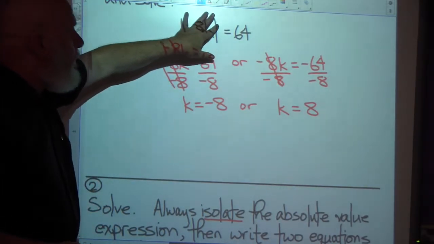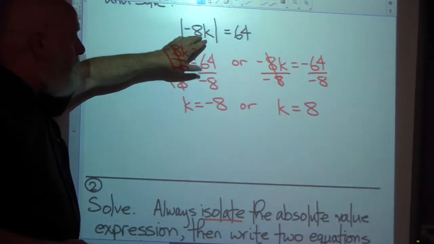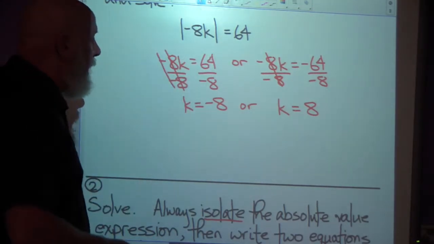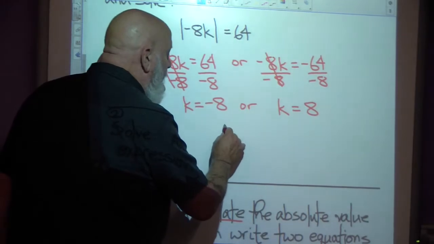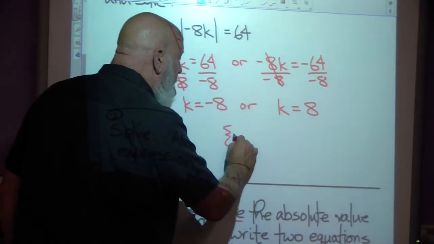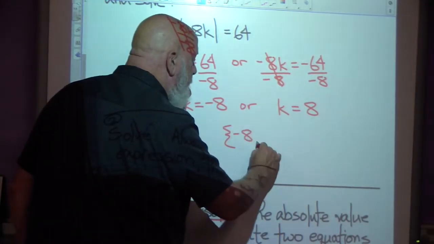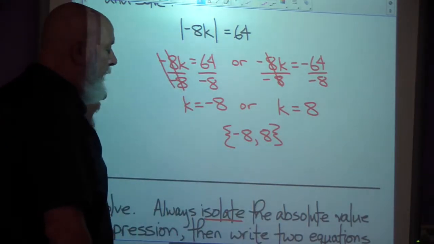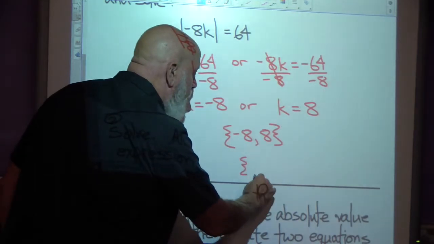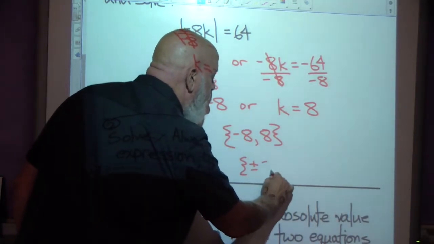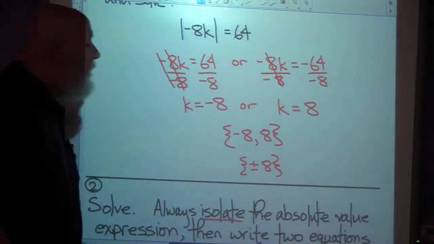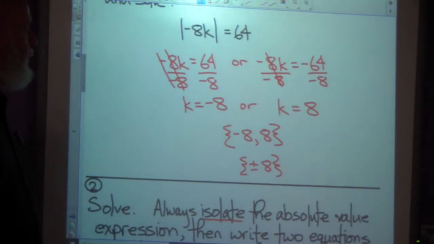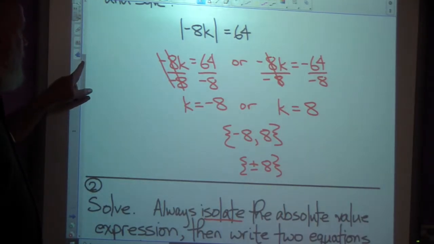Because once you plug them in, put in a numerical value there, then take the absolute value, you will get 64. On today's worksheet, the answer will probably look like this among the multiple choice selections that you'll have. This would also be an appropriate way of writing the answer. They won't always be direct opposites of each other. In this case, they were. Let's take a look at the next one.